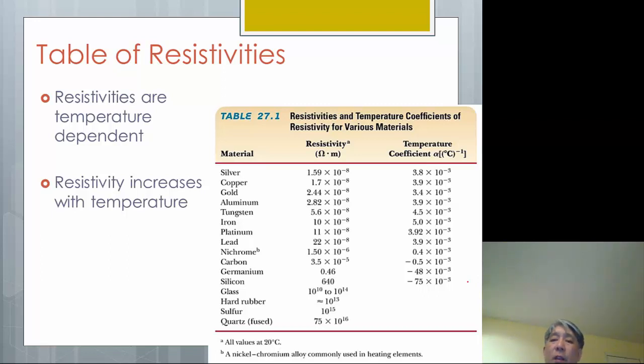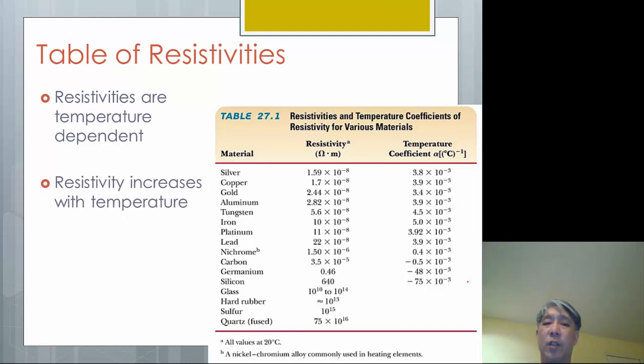Notice also that in the third column, there's a temperature coefficient number. What this number basically says is that materials do change their resistivity with temperature. And that's going to be important. As the temperature increases, most materials' resistivity also increases. So silver, copper, gold, as the temperature increases, the molecules start to vibrate more, as we remember from the thermal unit.